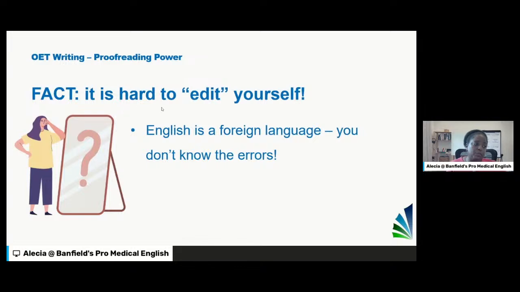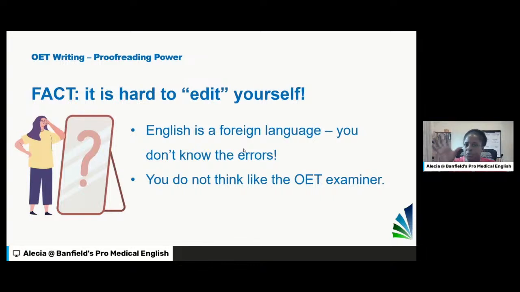So if English is a foreign language for you, you don't know your errors. So you don't know to correct them. You don't think like the examiner. Please go back and, when you review this video, look at the OET criteria again. Talk to your tutors about what the OET criteria are. Get one of our ebooks, our writing ebook. It costs $2.99, dirt cheap, and it has all the criteria there in great detail, so you understand what the examiner is looking for.